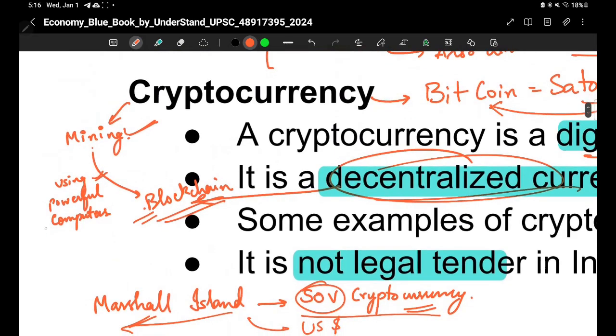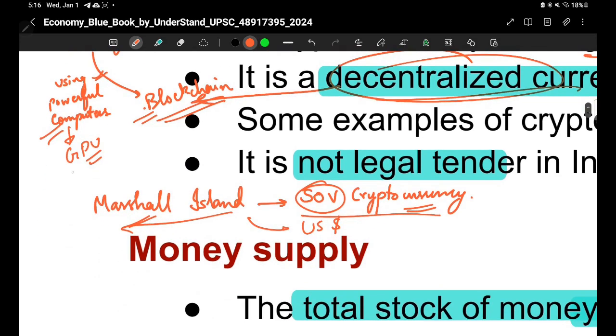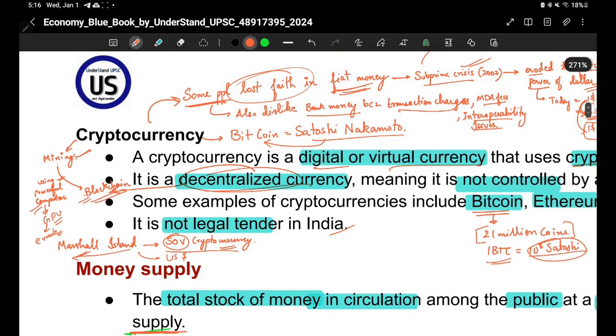And the problem of this mining, they're using powerful computers. For this, GPUs are used, graphic processing unit. Because of this, there'll be a lot of e-wastes. Right. So this is one disadvantage of mining cryptocurrency.